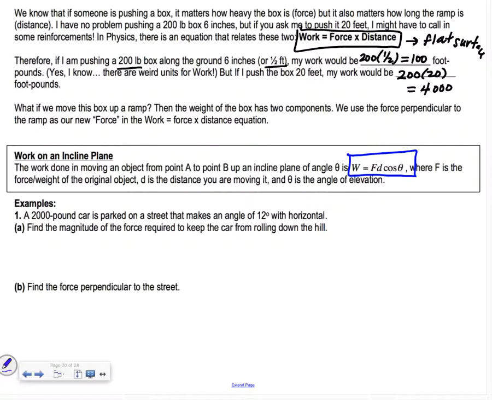All right, so number one, it says a 2,000-pound car is parked on a street and it makes an angle of 12 degrees with horizontal. Find the magnitude of the force required to keep the car from rolling down the hill. So I think I do ask you on your homework to draw the picture, so we'll go ahead and draw the picture.